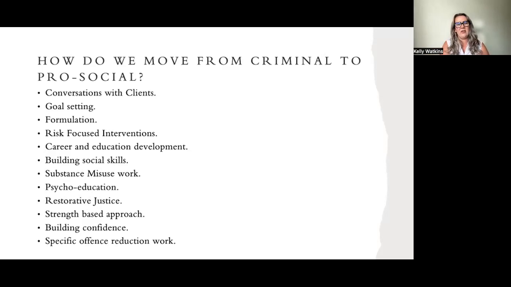And then specific offence reduction work. So these are just some ideas. Obviously, that's not everything that would support someone to move from engaging in criminal behaviour to pro-social behaviour, but they can be a really good starting point. And as I said, not everything is going to be suitable for everyone, and that's okay.